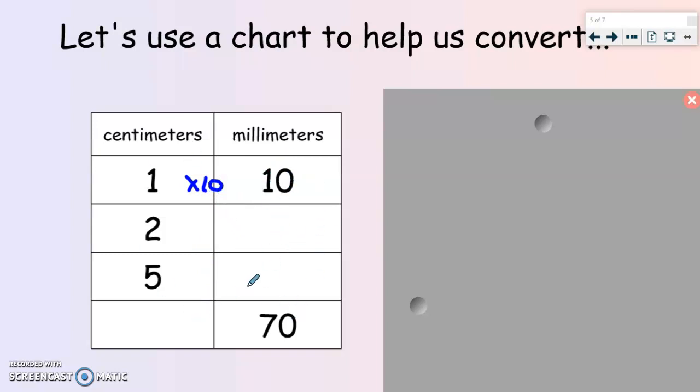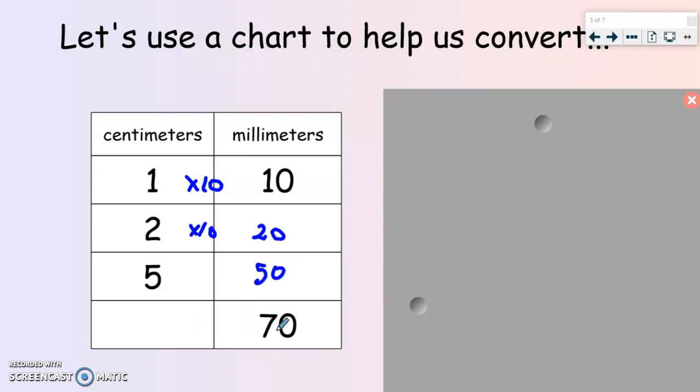So let's practice and do a couple of these. Remember, the rule is to multiply by 10. So if I had 2 centimeters, how many millimeters would that be? Right, you'd follow the rule of multiplying by 10, and you would get 20 millimeters. Okay, how about 5 centimeters? Right, multiply by 10, and you would get 50.